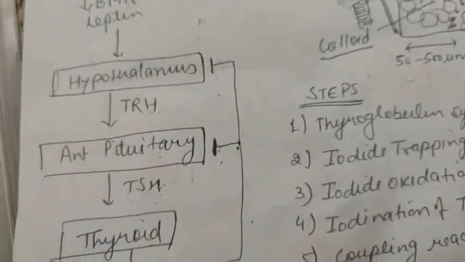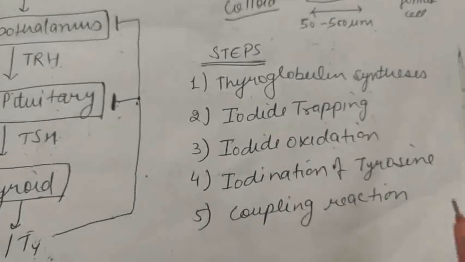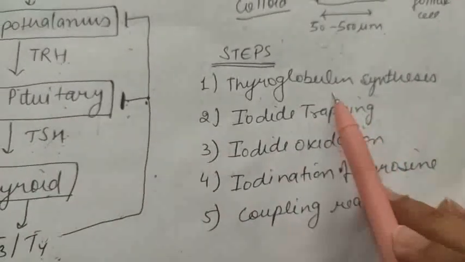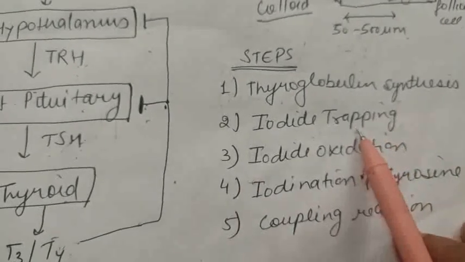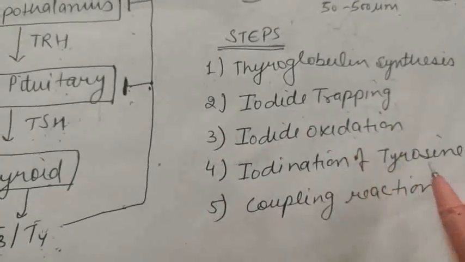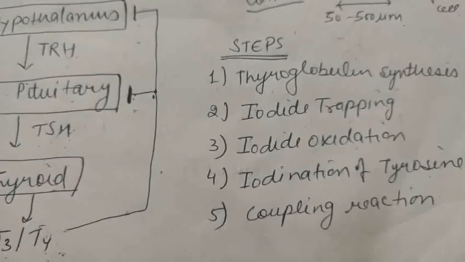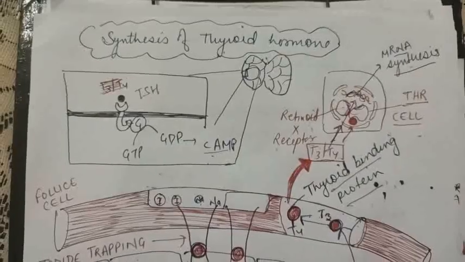Next is synthesis. Synthesis of thyroid hormone occurs in these steps. Thyroglobulin is synthesized first of all, then iodine trapping occurs, then iodide oxidation, iodination of tyrosine, and the coupling reaction. One by one we'll see these five steps.